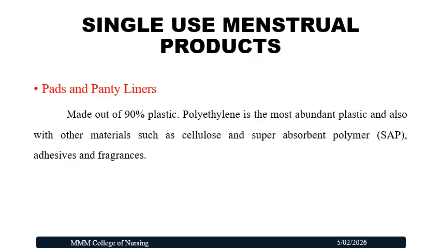I would like to share some useful information regarding these menstrual products. The first one is pads and panty liners. Actually, these pads and panty liners are made up of 90% plastic. Polyethylene is the most abundant plastic, along with other materials like cellulose and SAP, which is nothing but super absorbent polymer, adhesives and fragrances.